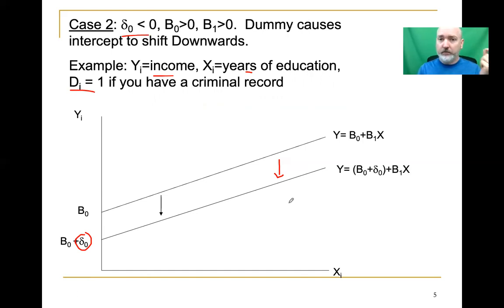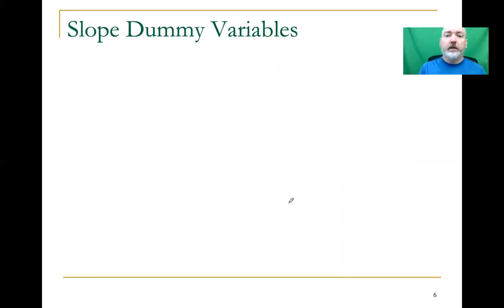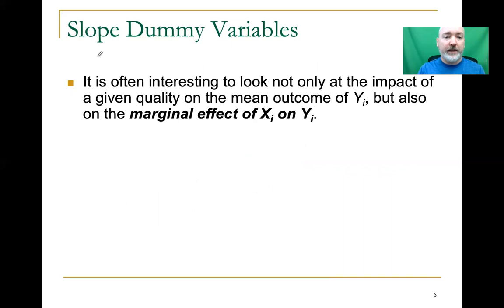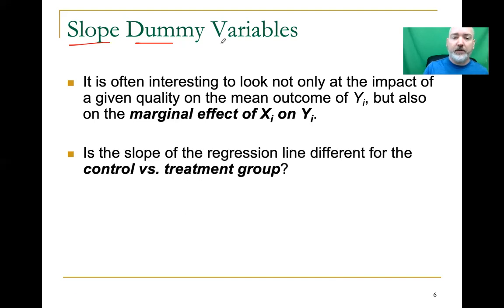And again, the treatment is the observations with the value of 1, possessing the quality of interest here, having a criminal record. But again, in these examples, the lines are parallel. Is that actually realistic? Well, to answer that question, we will need to test the significance of the slope dummy variable. And here's where things get interesting, right? So as we see here, it's often interesting to look not only at the impact of a given quality on the mean outcome of y, but also on the marginal effect of x on y.